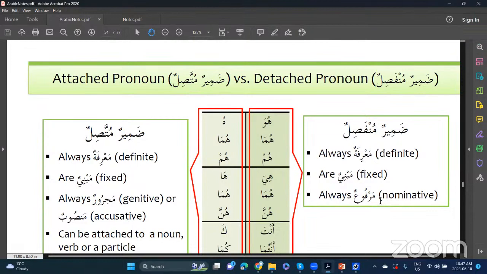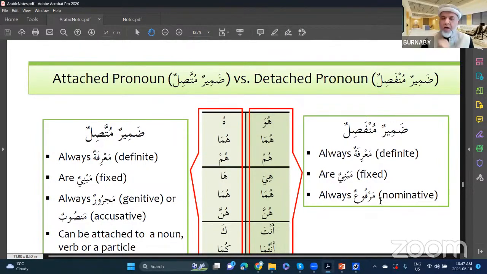Yes. Sure. Okay. The attached pronouns are also marifa. They are proper. There is no doubt about that. Do we have any doubt about that? That the attached pronouns are common?